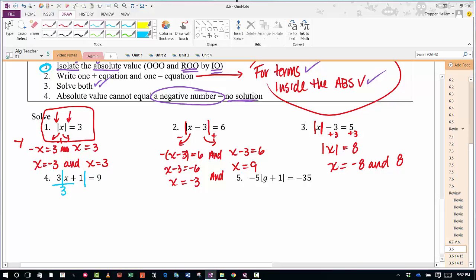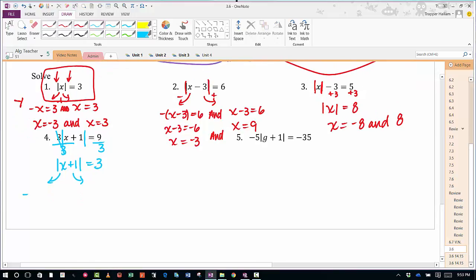I'm going to divide by 3 on both sides. So now I'm going to go ahead and clean that up. Those reduce to 1. So I have the absolute value of x plus 1 equals 3. Now I've got my absolute value isolated, so I'm going to write a positive version of it and a negative version of what's on the inside. So here's my negative: negative x plus 1, there's a negative inside, equals 3, and my other possible solution is x plus 1 equals 3.